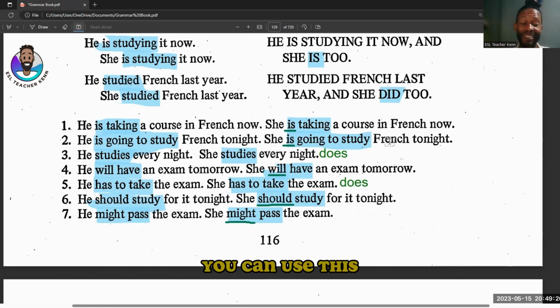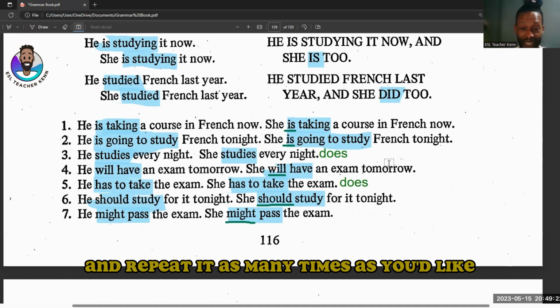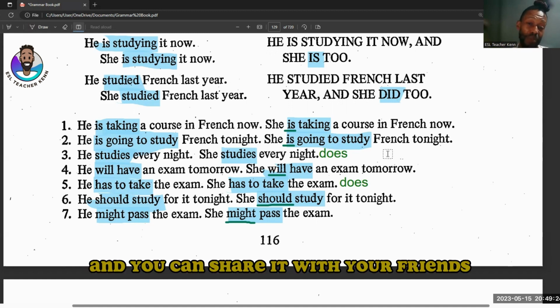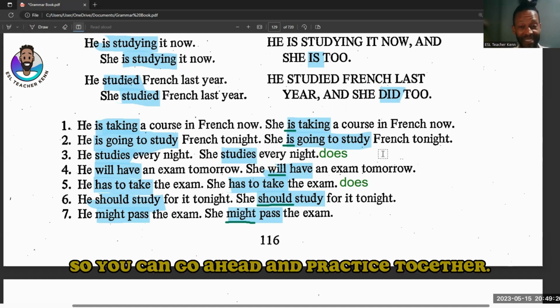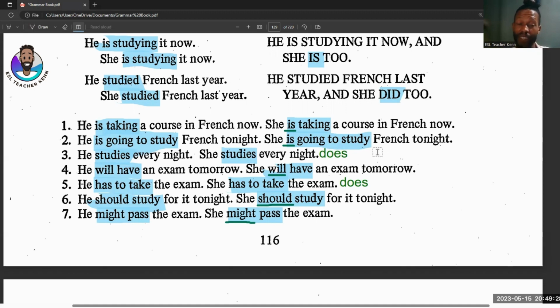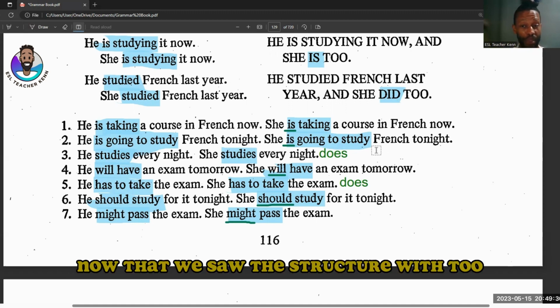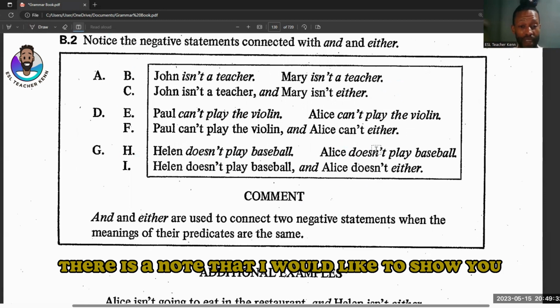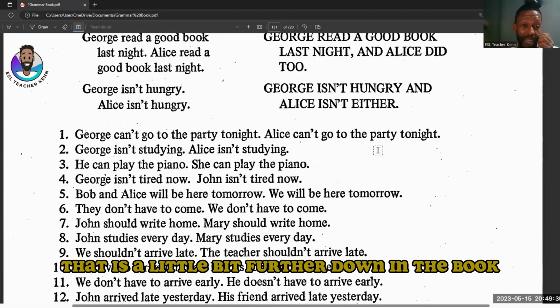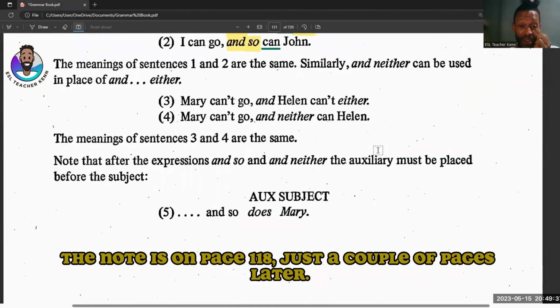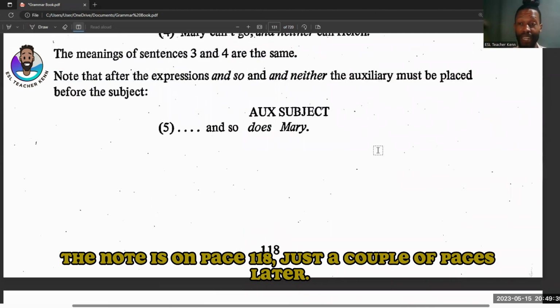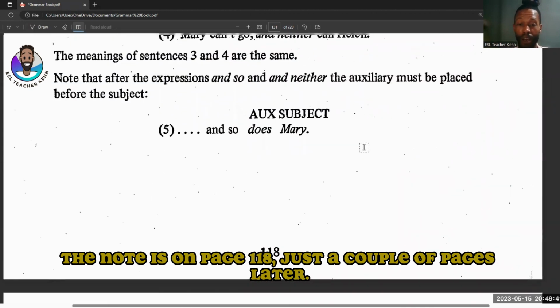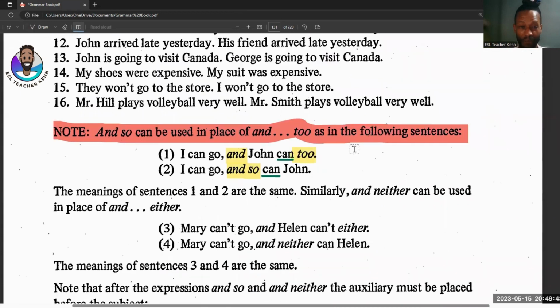You can use this and repeat it as many times as you'd like, and you can share it with your friends so you can go ahead and practice together. Now that we saw the structure with 2, there is a note that I would like to show you that is a little bit further down in the book. The note is on page 118, just a couple of pages later.